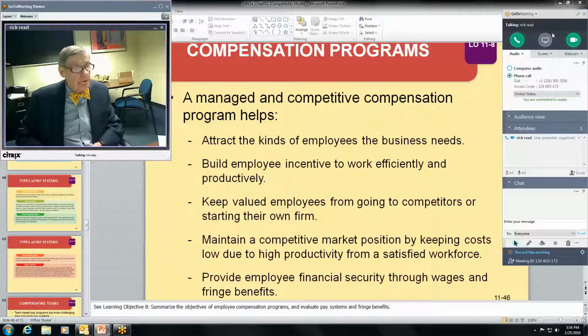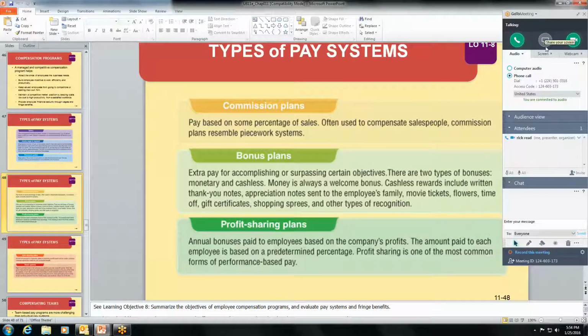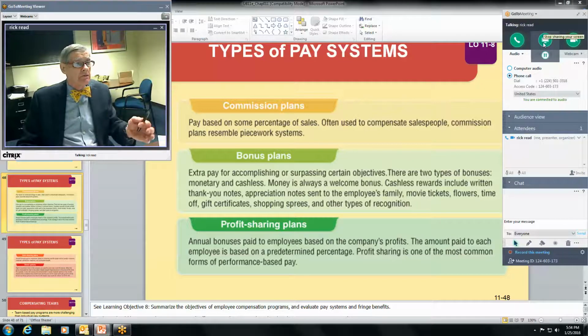Several different kinds of pay systems. You can have a commission system. Everybody knows what that is. You get paid based upon what you sell. Bonus plans, profit sharing plans, gain sharing plans, and stock option plans.